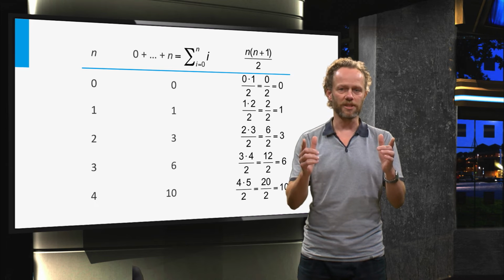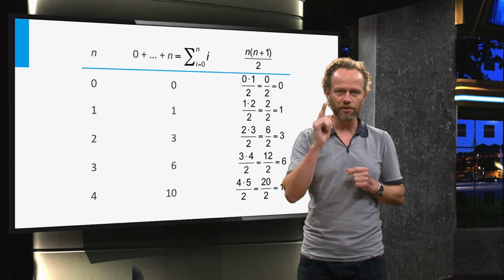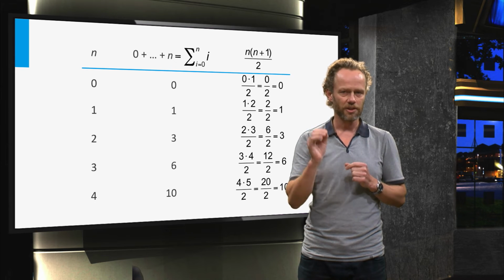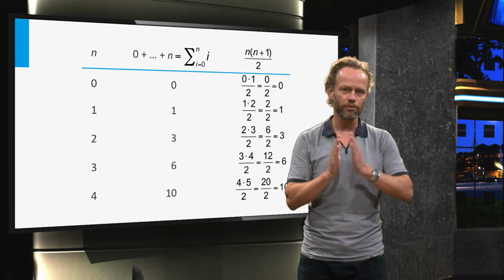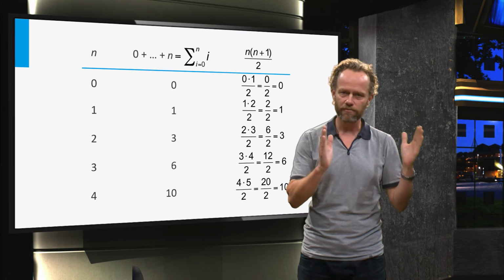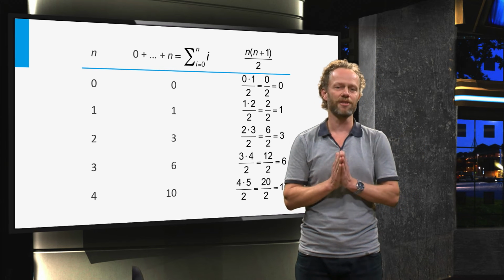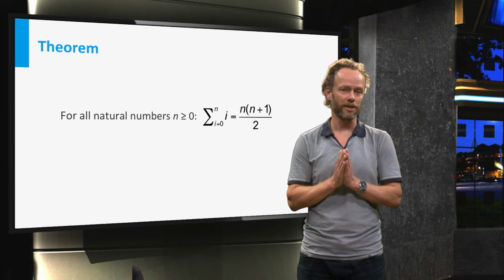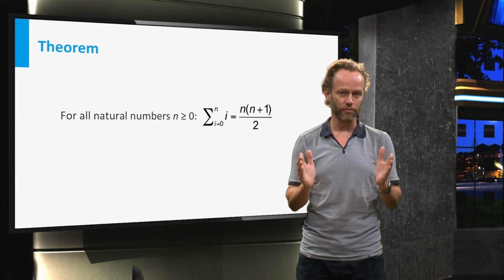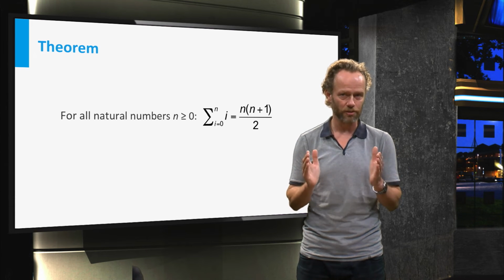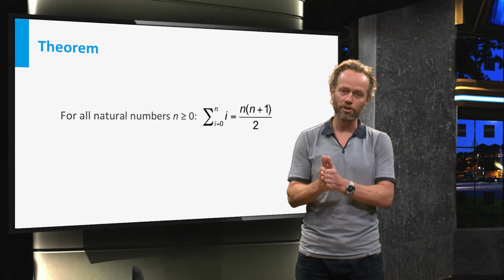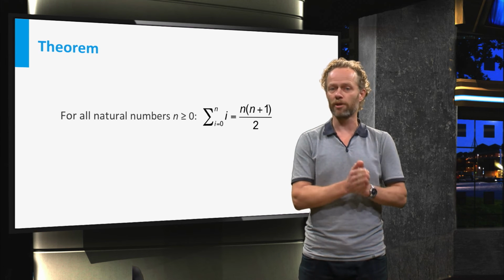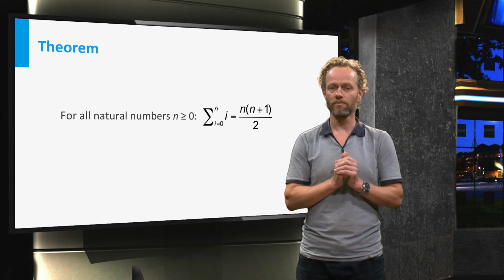Now we do have a property, namely this. For each of these 5 natural numbers, the value in the second column is equal to the value in the third column. And in fact, all natural numbers have this property. And this is a result we can prove with mathematical induction. For all natural numbers greater than or equal to 0, the sum of all the numbers from 0 to n is equal to n times n plus 1 divided by 2.